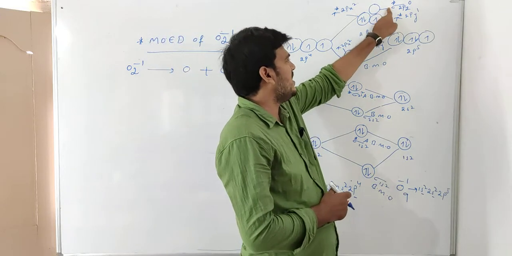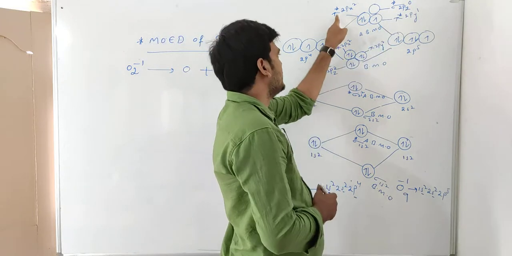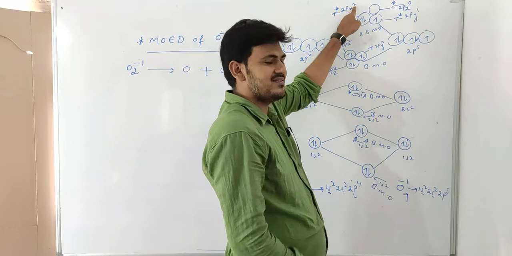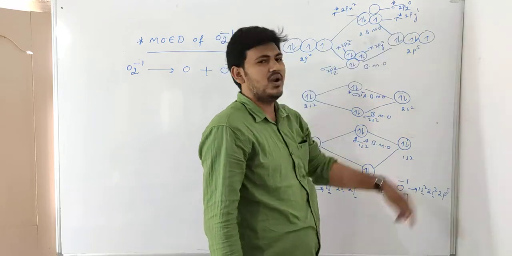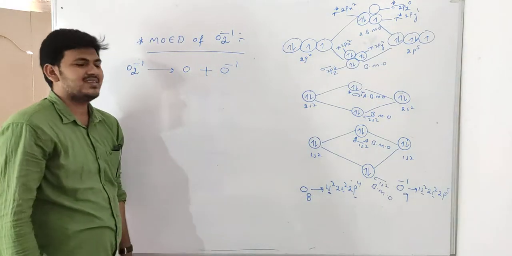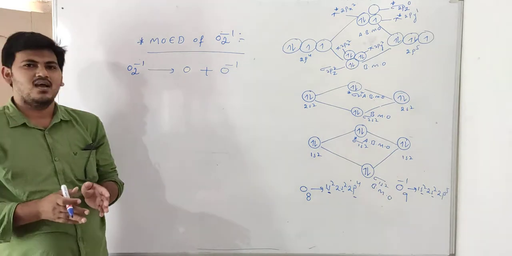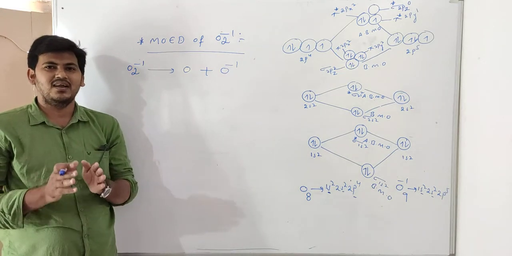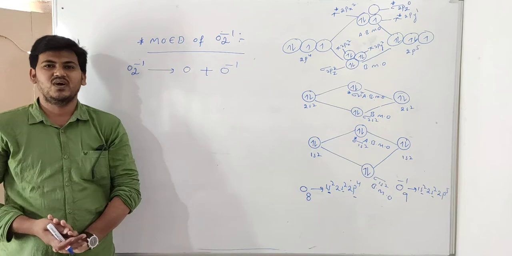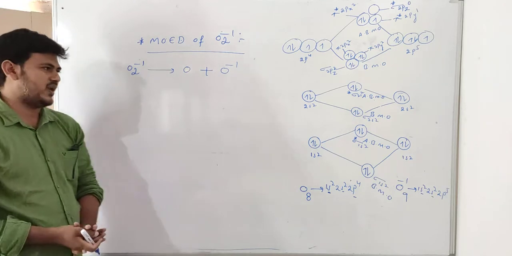Next, sigma star 2pz 0. Next, pi star 2px square, 2 electrons, and pi star 2py 1, only 1 electron. So this is the MOED, or molecular orbital energy level diagram, of the O2 minus 1 ion.